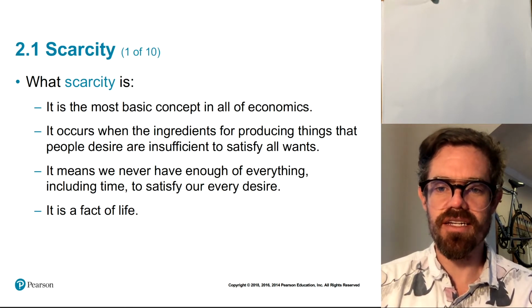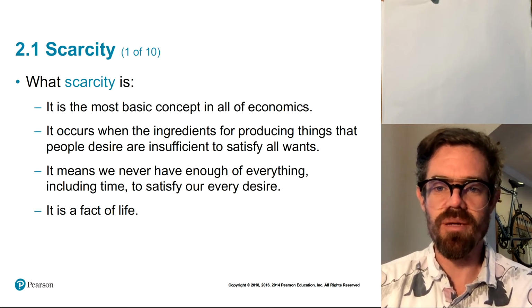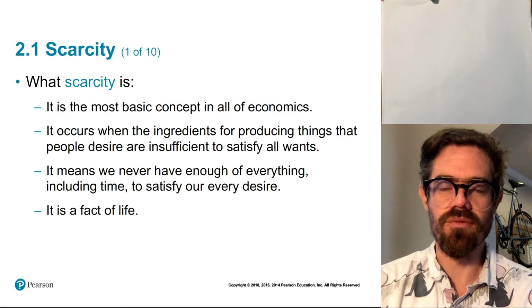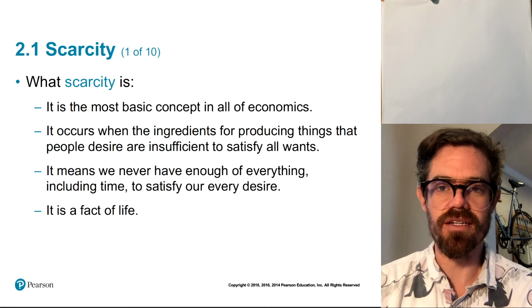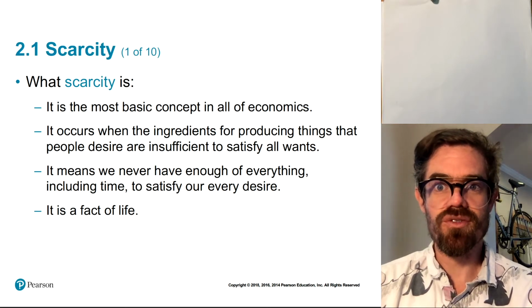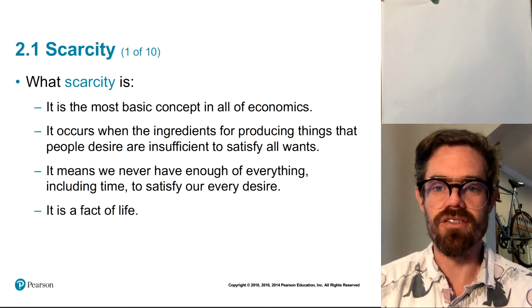But scarcity occurs anytime the so-called ingredients for producing things that people desire are basically not sufficient to satisfy everybody's wants, right? We talked about what wants were in the last chapter. Recall that wants are anything you would buy if you had unlimited income. Those are considered your wants. Now, of course, we have limited income. We don't have unlimited income and resources. So we have to make choices. We can't have everything that we want, in other words. We can only have some things that we want. Other things we have to forego having.